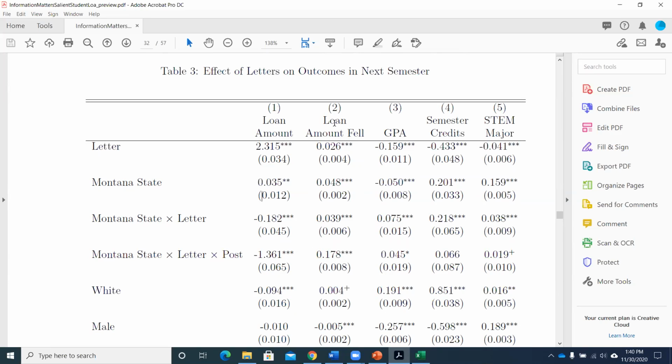Whether or not this was a 1-0 variable for if they took a loan out, did the amount of loans that they took out fall? So they were more likely to be a 1 here, to have a loan amount that fell. Their GPA actually went up the next semester, so maybe they had a fire lit under them a little bit. Interestingly enough, they didn't take more credits the following semester, which was one of the reminders that the letter had. And then, are they more likely to choose a STEM major?